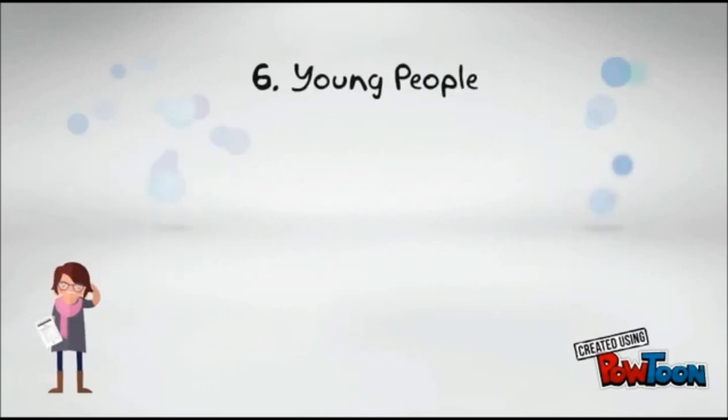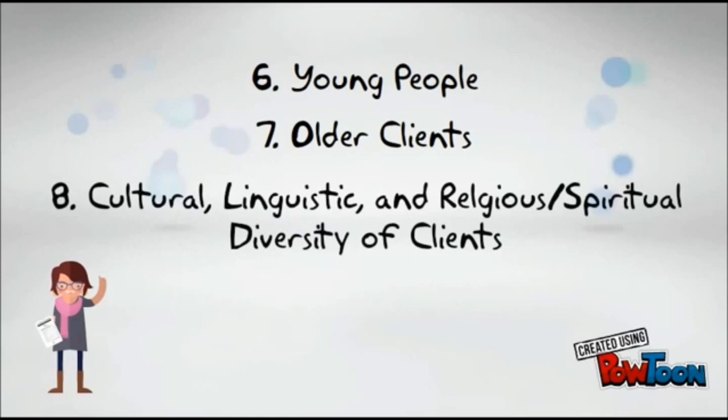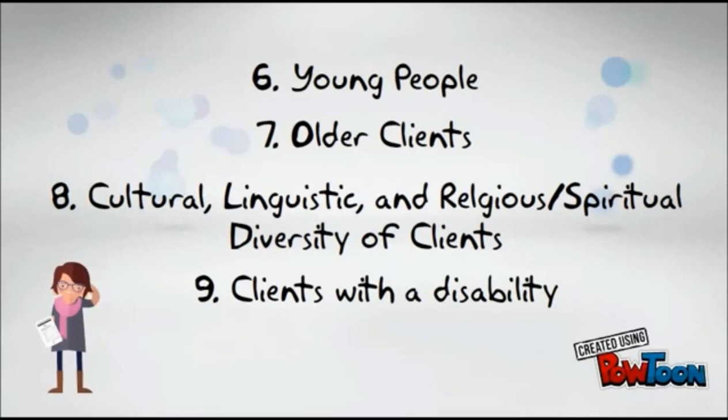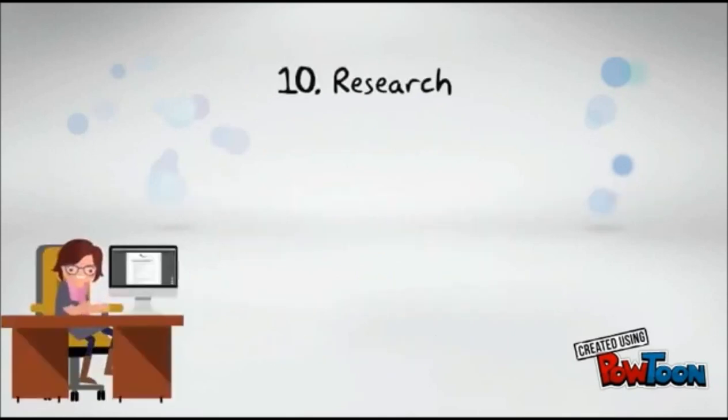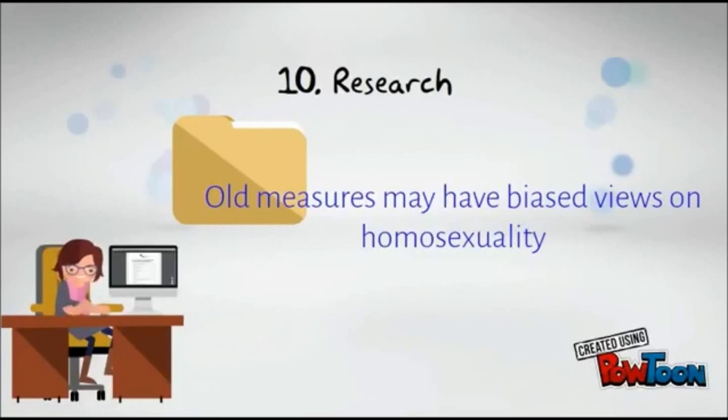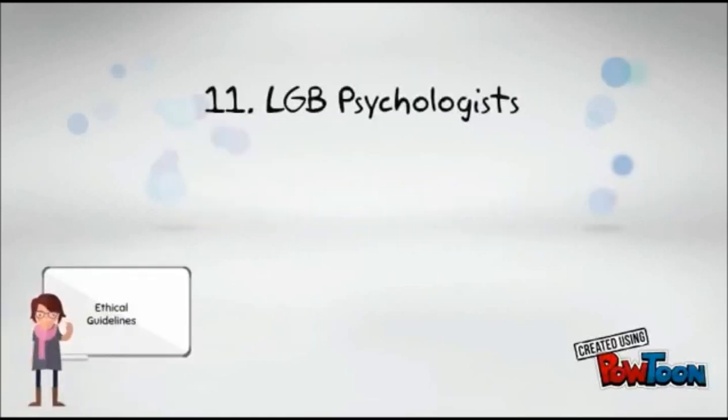Guideline 6, Young People. Guideline 7, Older Clients. Guideline 8, Cultural, Linguistic and Religious Spiritual Diversity of Clients. Guideline 9, Clients with a Disability. These sections of the guidelines acknowledge the unique experience of the above, clients who also identify as LGB. Guideline 10, Research. Psychologists must ensure that the assessment tools and measures they use do not have a biased view of sexuality. Guideline 11, LGB Psychologists.